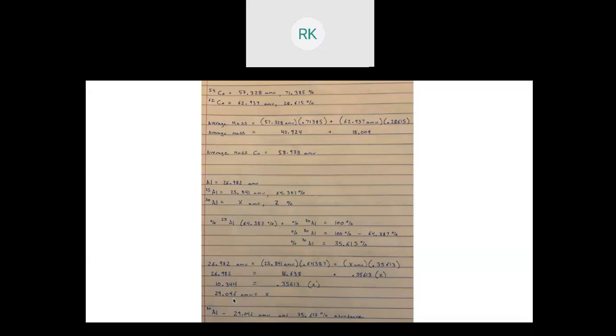29.046 AMU and 35.613% abundance. Okay, are there questions on this one? And again, I would say for this one, the big key is knowing that you can solve for the percent abundance of aluminum-30 by using the percent abundance of aluminum-25. That is the essential step to be able to solve this problem.